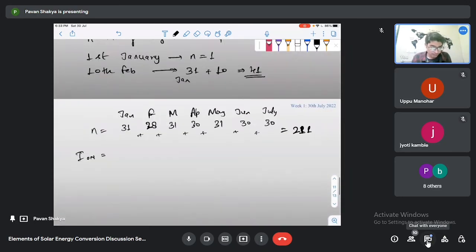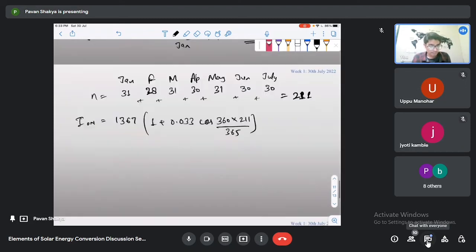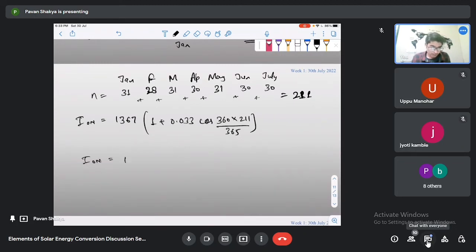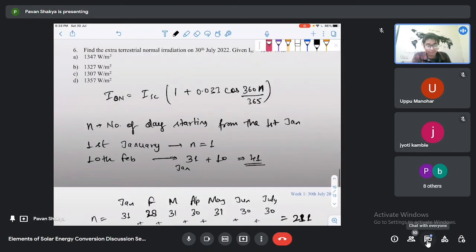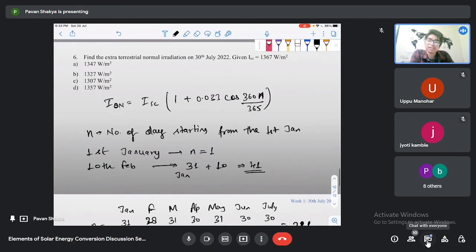So we can calculate I_ON is equal to 1367 times (1 plus 0.033 cos (360 times 211 divided by 365)). And if you solve this, then you will find that the I_ON value is 1327.21 watt per meter square. Thus the answer for this problem will be B, as the nearest answer is 1327.